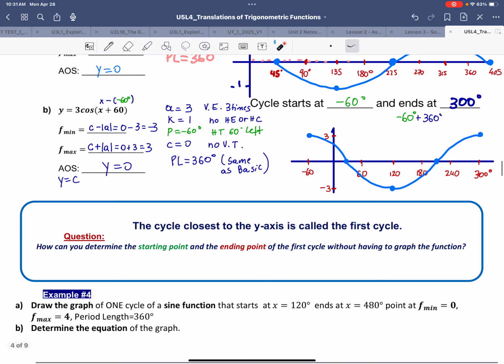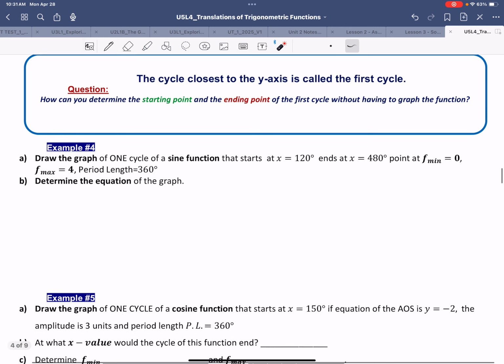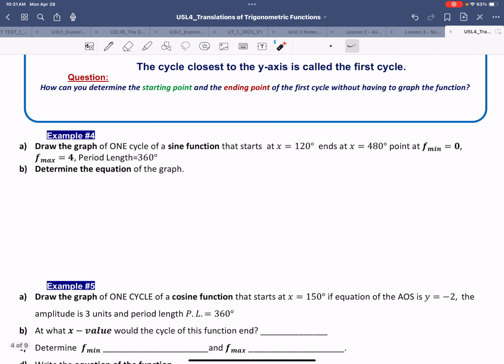So in the next example, we have to draw the graph of 1 cycle of a sine function. It starts at 120, ends at 480. It has a point of minimum, which is equal to 0. And the maximum is going to be equal to 4. Period length is 360. We have to find the equation of the graph as well. So I'm going to start by drawing the graph of this function.